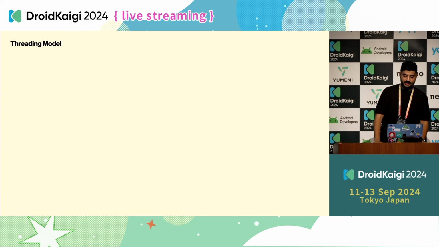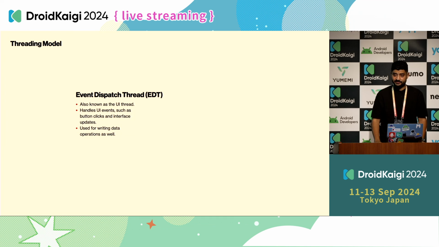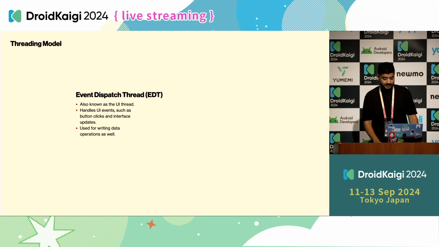So basically, IntelliJ or Android Studio or any IDE that is built on the platform is at its core a Java Swing application, which means it has only two types of threading. We have EDT, Event Dispatch Thread, also commonly known as the UI thread. This thread is primarily responsible for handling UI events, such as reacting to a button click or updating the interface. And it's important to note that the platform also uses EDT for writing data. So if you want to perform any writing operation, it must be done on EDT. This is very important, and we will revisit it again.